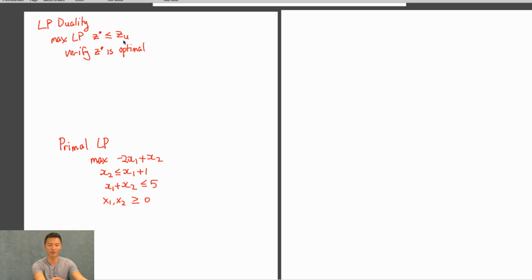So in this case, we're going to want to minimize the Z. Because if we know the minimum upper bound of our linear program is equal to the optimal solution we found in the primal LP, then the Z star has to be the optimal solution, right? Because we know that Z star is less than or equal to Z of the upper bound, and the smallest upper bound is Z optimal, right? If the smallest upper bound is Z star, then Z star has to be the optimal solution for the primal LP, right?